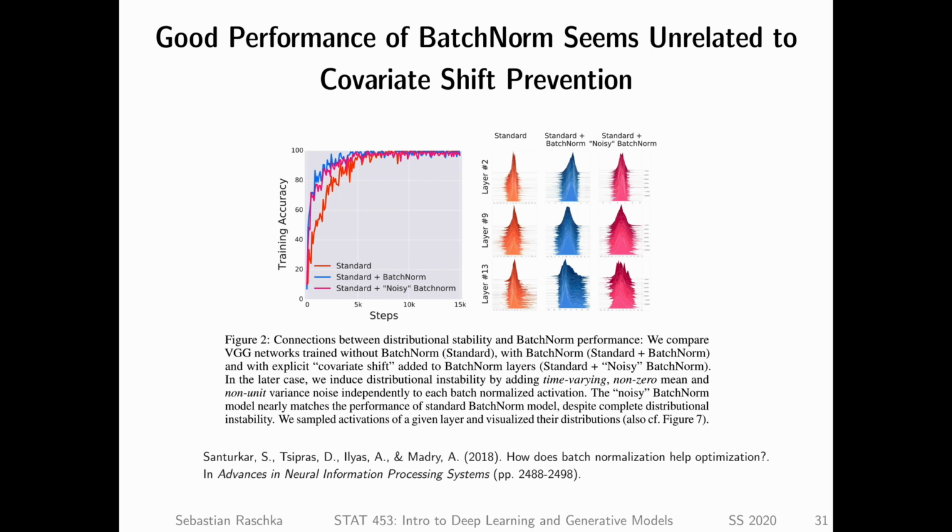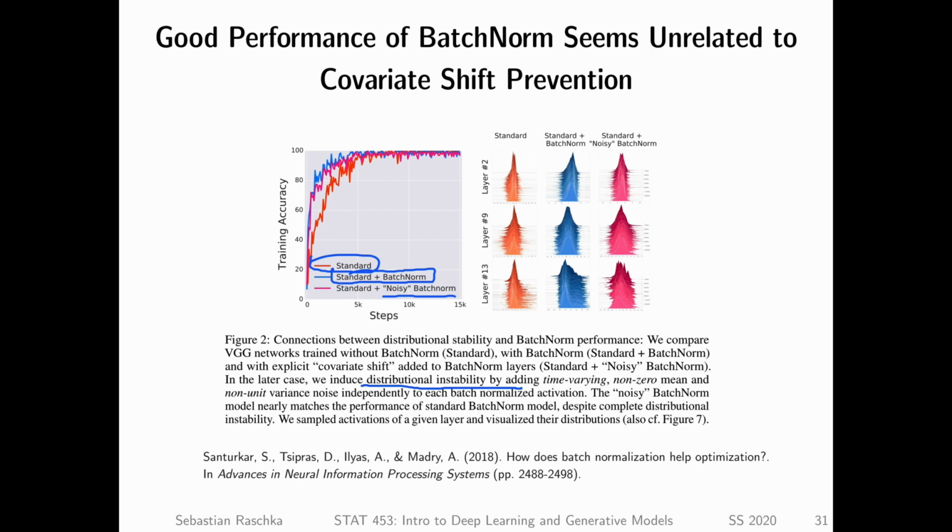The other big takeaway, based on this experimental evidence, was that the good performance of batch norm doesn't seem to be directly related to preventing the covariate shift. What they did is investigate three settings. One is the standard one without batch norm. One is a network with added batch norm. And one is this noisy batch norm, where they added some distributional instability.